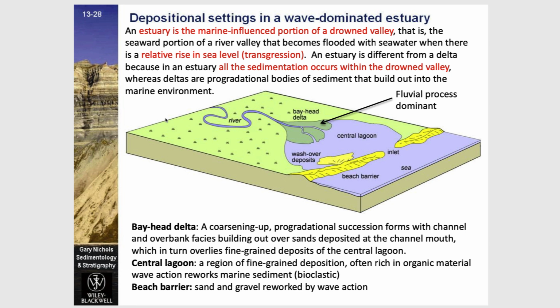So coarsening-up progradational successions form with the channel and overbank facies building out over sands deposited at the channel mouth, basically. In the central lagoon, instead, we will find the fine-grained deposition, so those silts and shales, which are often rich in organic materials, and then we often have the beach barrier, which is more represented by sand and gravel, that is again reworked by the wave action.